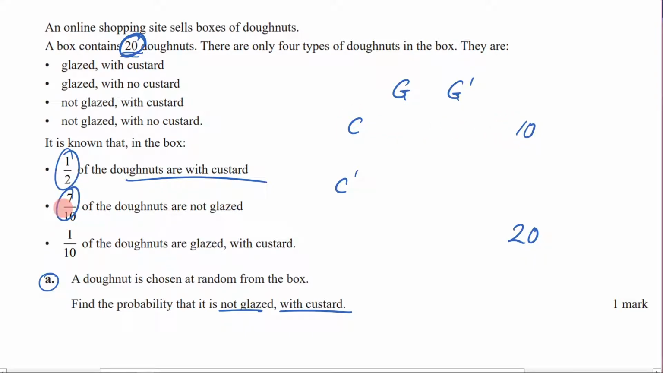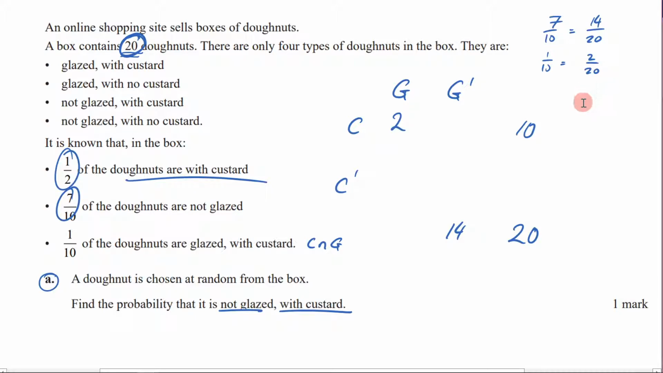7 on 10 of the donuts are not glazed. So not glazed, that's G dash over here. 7 on 10 of 20 will be 14. The way that I'm thinking about this is 7 on 10 is simply the same as 14 on 20, so 14 out of the 20 are not glazed. And then 1 on 10 of the donuts are glazed with custard. So glazed with custard, that would be C intersection G, right? That's going to be this point right here. And if it's 1 on 10, that's going to be 2, because remember, 1 on 10 is the same as 2 on 20.